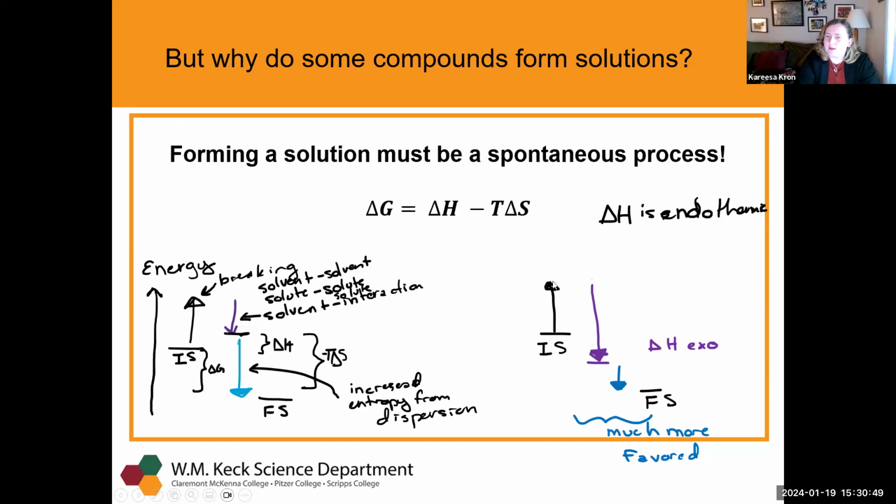And it depends on what the differences are between solvent-solvent interactions, solute-solute interactions, and the resulting solvent-solute interactions. So we'll be practicing comparing those and seeing how that helps us predict spontaneity for these systems.